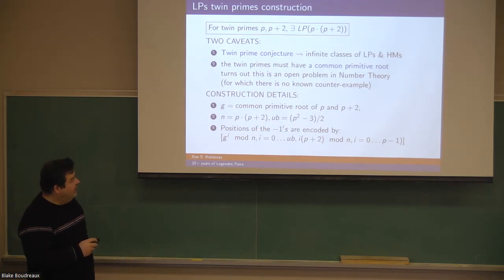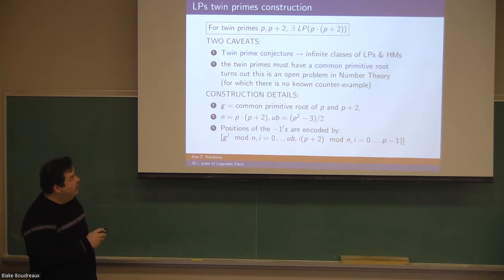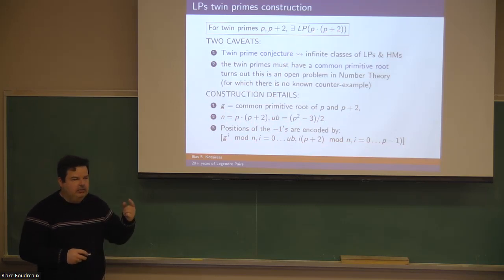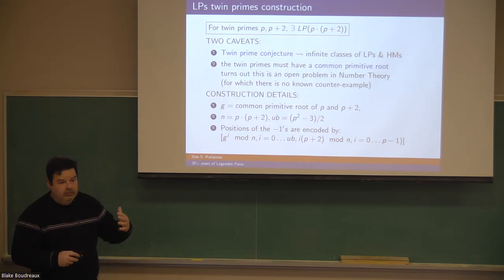So if you believe it, then there is this G, then you set up these parameters, then the positions of the minus ones in your sequence are encoded by these indices here. And lo and behold, you get a Legendre pair of order P times P plus 2. It's essentially one sequence that you use twice. It has the property that the PAF values are all equal to minus 1. So when you add up 2 copies, you get minus 2.